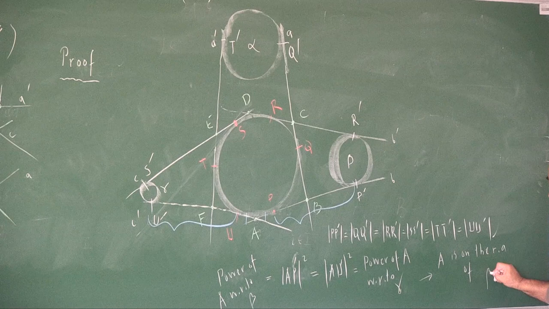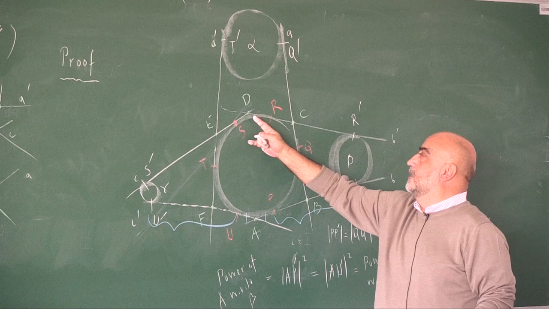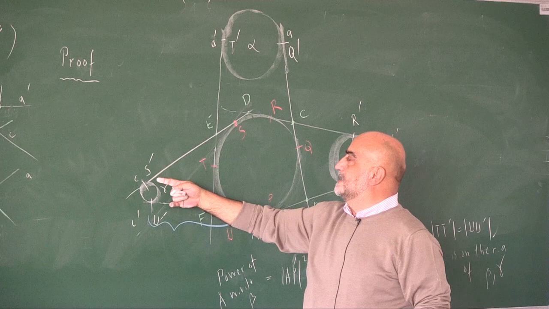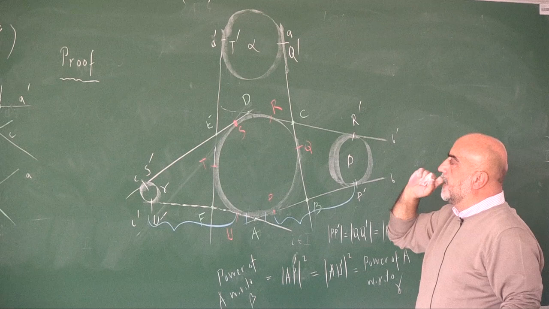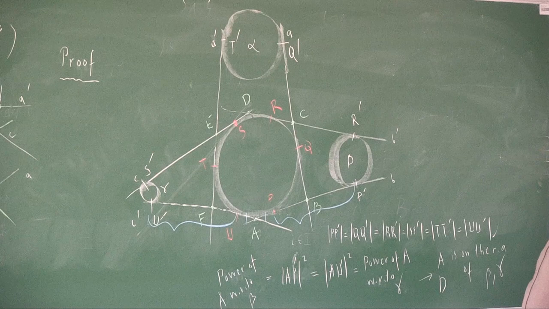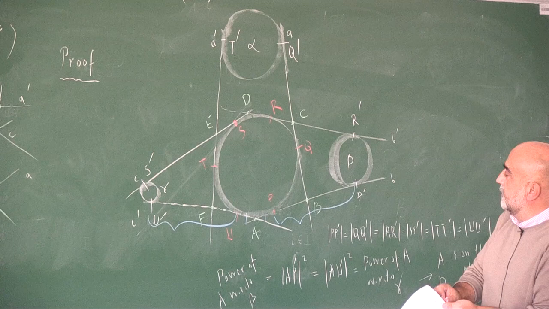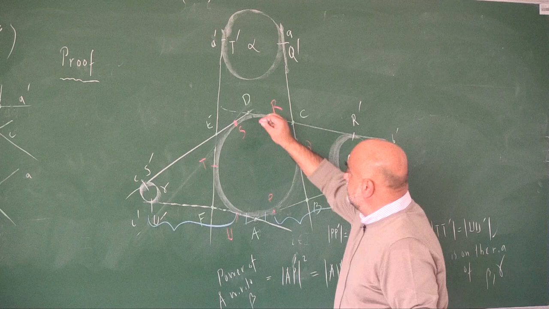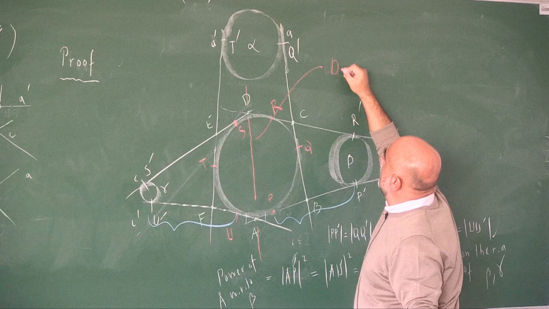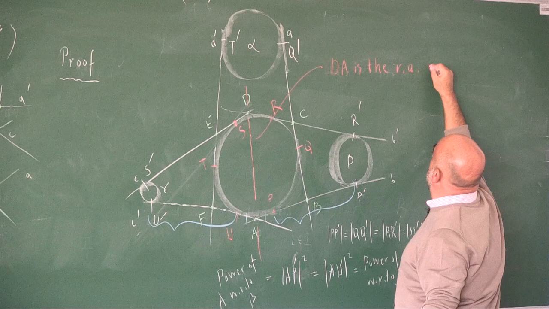Now, look at D. Apply the same argument. The power of D with respect to beta is the square of DR prime. The power of D with respect to gamma is the square of DS prime. I know SS prime and RR prime are equal in length, and so are DS and DR. So it means that D has, and the same thing applies not only to A but also to D. D is also on the radical axis of beta and gamma. So you've got a very funny conclusion that the line that joins A and D, DA, is the radical axis of beta and gamma.